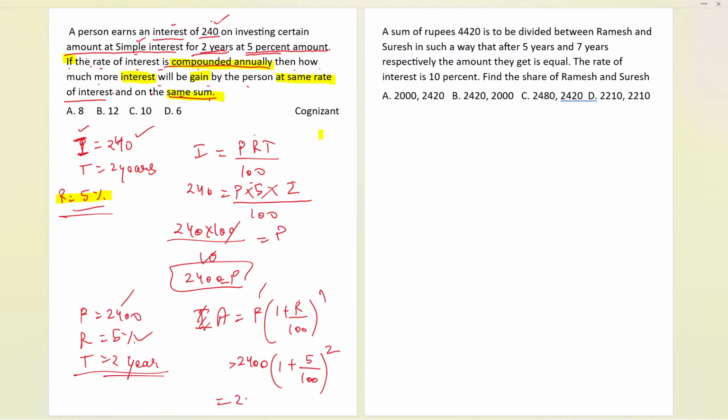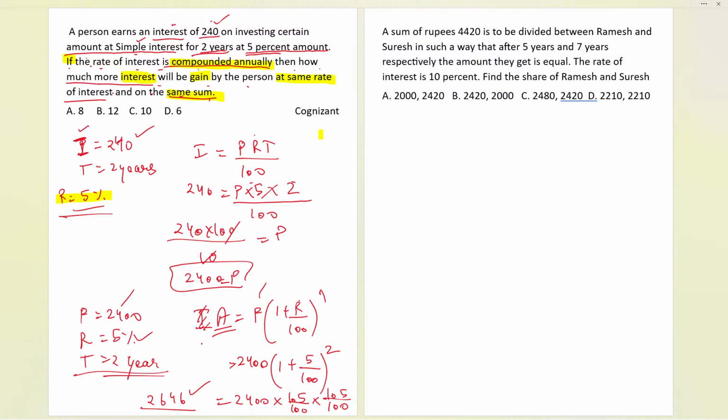So here we have 2400 multiplied with 105 by 100 multiplied by 105 by 100. Like this you will be solving it and you will get the final answer after solving this part. Let me write over here, 2646, approximately, we will be getting the answer. Now, after getting this, what I will be getting is the amount, but we need the interest.